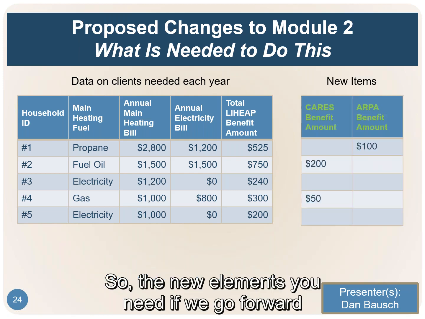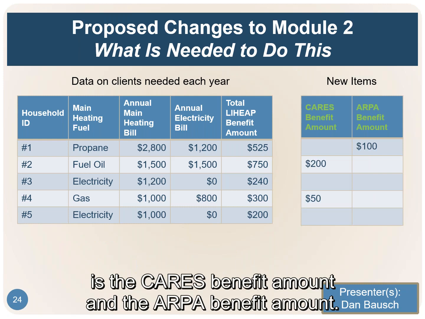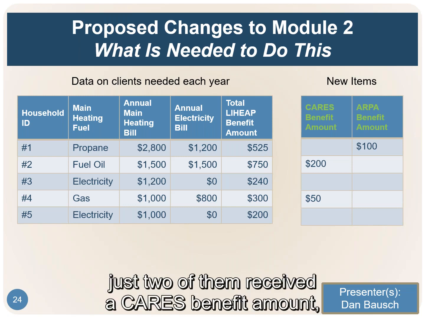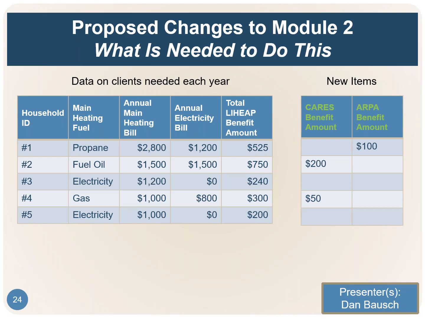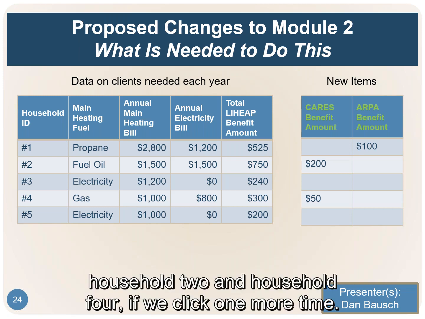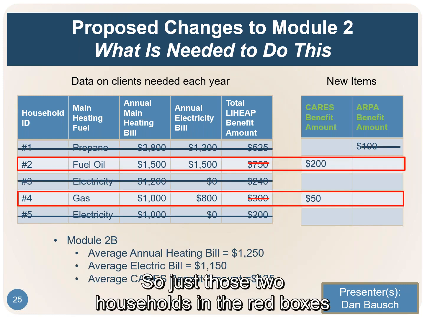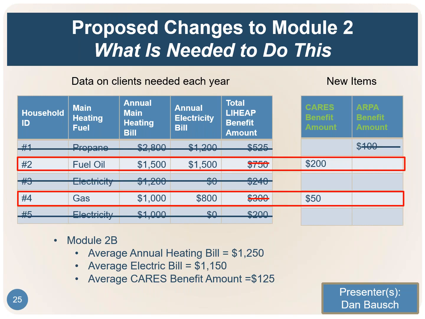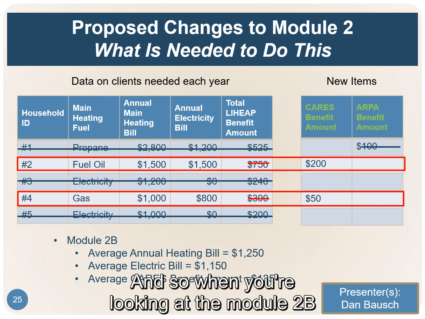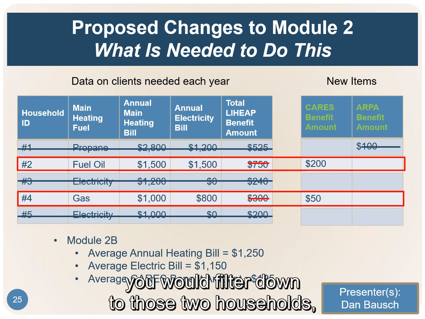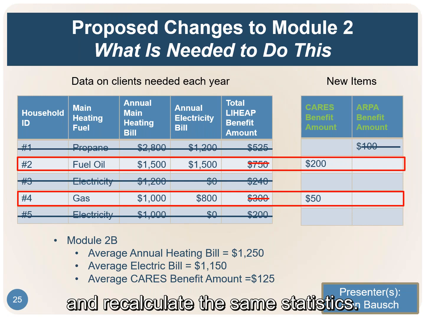So the new elements you need if we go forward is the CARES benefit amount and the ARPA benefit amount. So you can see that out of these 5 households, just 2 of them received a CARES benefit amount. Household 2 and household 4, if we click one more time. So just those 2 households in the red boxes received CARES benefit. And so when you're looking at the Module 2B to report the performance measures for CARES, you would filter down to those 2 households and recalculate the same statistics.